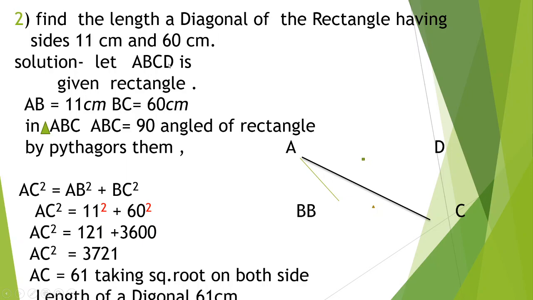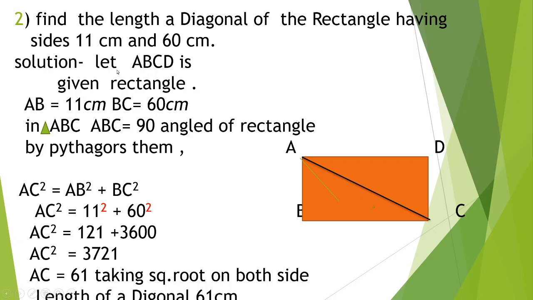Let ABCD be a given rectangle. Then I draw here rectangle ABCD. This is our rectangle. Then AC is a diagonal of rectangle ABCD. Our question is to find the length of diagonal. So you have to find out the length of AC, means the length of diagonal of ABCD.